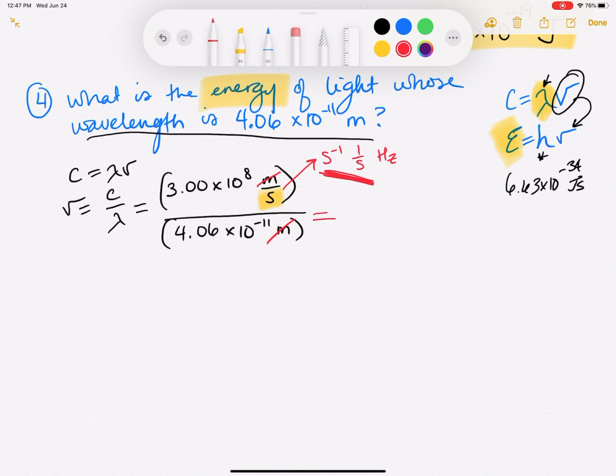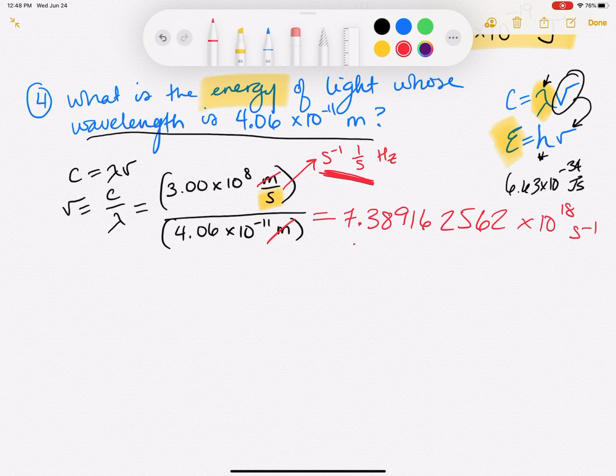So now I can go to my calculator, and I just have to remember to put in parentheses. So I'm going to do open parentheses, 3 times 10 to the 8th, close parentheses, and I'm going to divide that by open parentheses, 4.06 times 10 to the negative 11, close parentheses. So my calculation answer is 7.389162562 times 10 to the 18th. This is just my calculation answer, and remember this is s to the negative 1 units, or 1 over s.